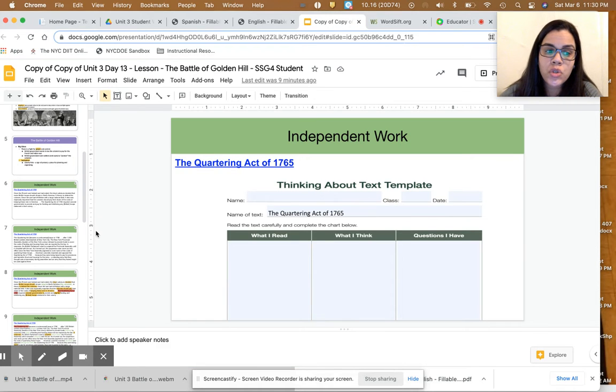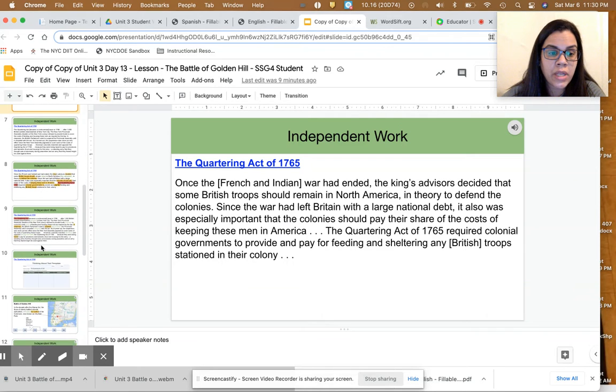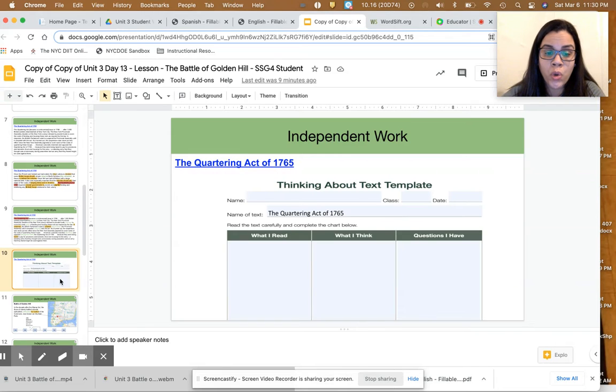Okay, so we're going to go through the Quartering Act of 1765 together, and then you're going to read a source text on your own and jot down what you understand from the reading, what you're thinking, and what questions you have.